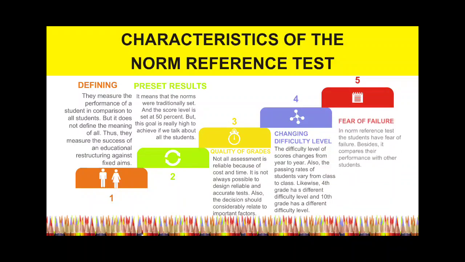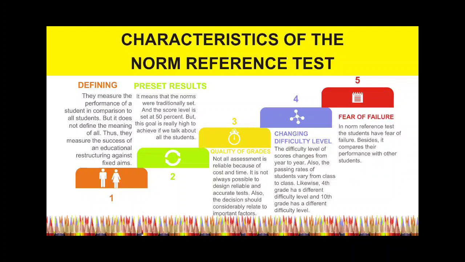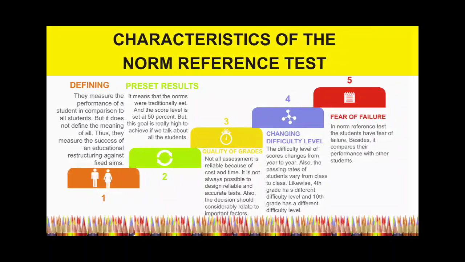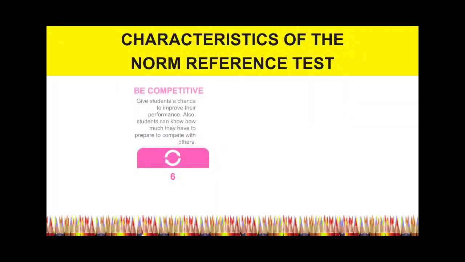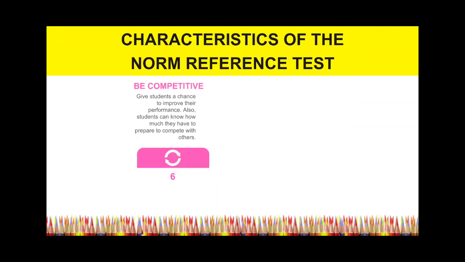Number five, fear of failure. So in norm reference tests, the students have fear of failure. Besides, it compares their performance with other students. Number six, be competitive. So NRT gives students a chance to improve their performance. Also, students can know how much they have to prepare to compete with others.